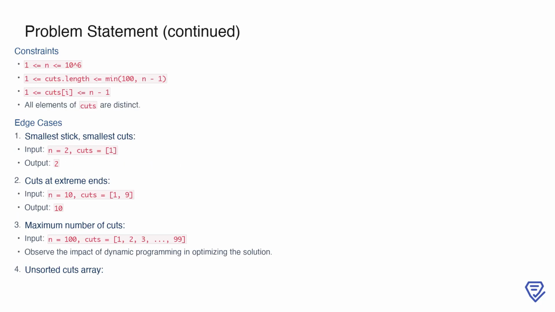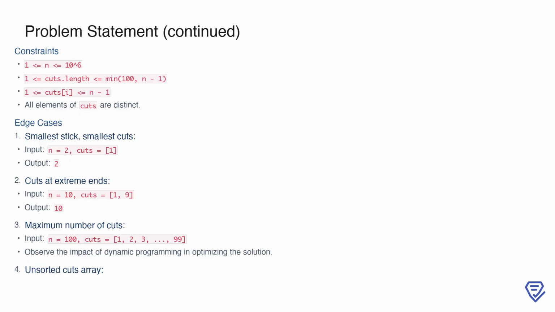The problem also comes with a set of constraints and edge cases to consider. The length of the stick, n, can go up to 10 to the power of 6, and the cuts array can contain up to 100 distinct positions, or as many as n-1, whichever is smaller. For edge cases, consider a stick of length 2 with a single cut at position 1, the cost here is simply 2. Another edge case arises when cuts are at the extreme ends of the stick, such as n equals 10 with cuts at positions 1 and 9, resulting in the maximum cost of 10.